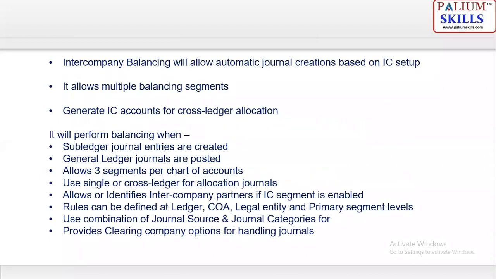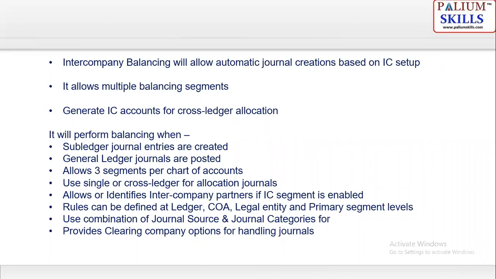Now, intercompany balancing will allow automatic journal creation based on the intercompany setup that we have established in the system. You can have more than one balancing segment in the system, and you can generate the intercompany accounts for cross ledger allocation from one ledger to another ledger. Also, you can do the cross ledger allocation.